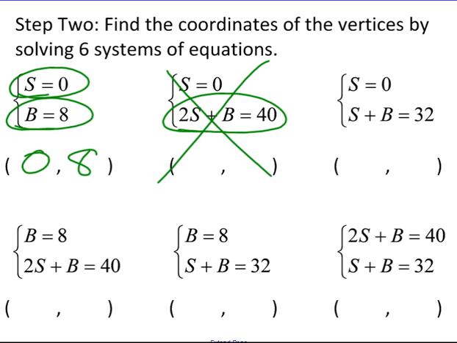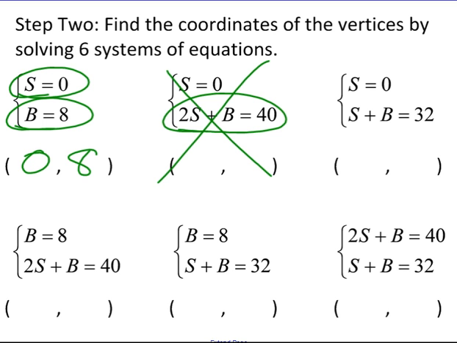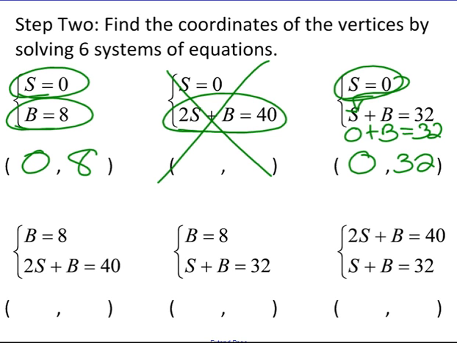So s equals 0, s plus b equals 32. That does cross right there. That is one of the corners that we are concerned with. Well, s is 0. We know that one. So if I take 0 and I plug it in for s, I get 0 plus b is equal to 32, or b is equal to 32. So I've got 2 of the 4 points.